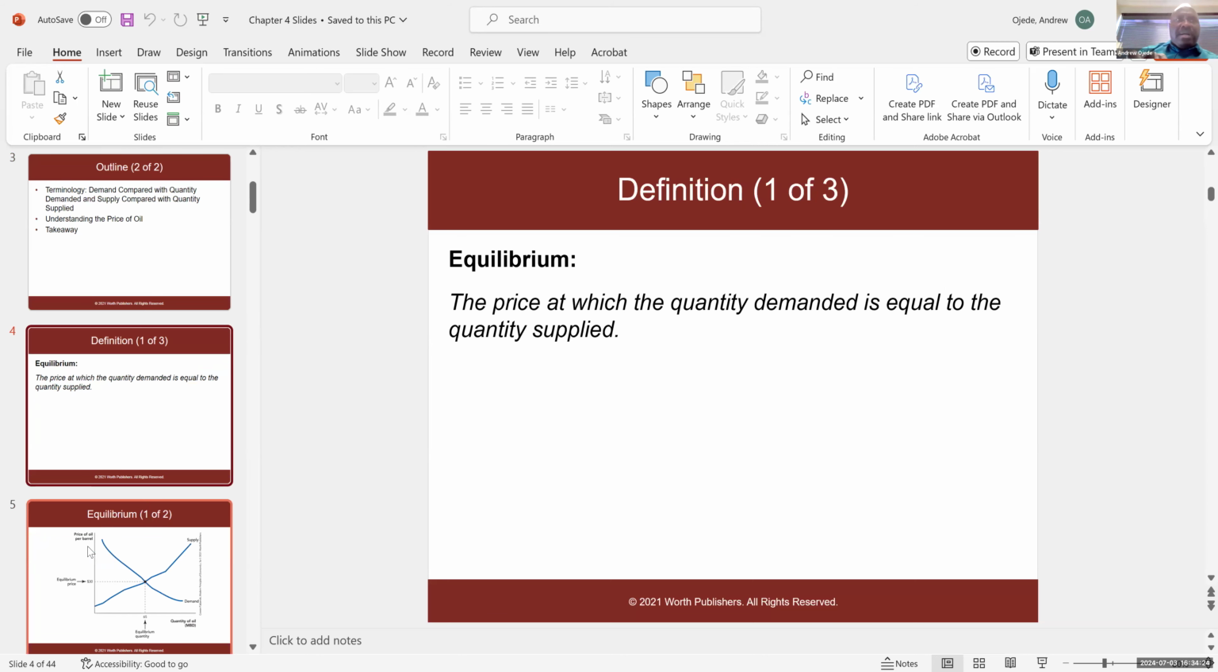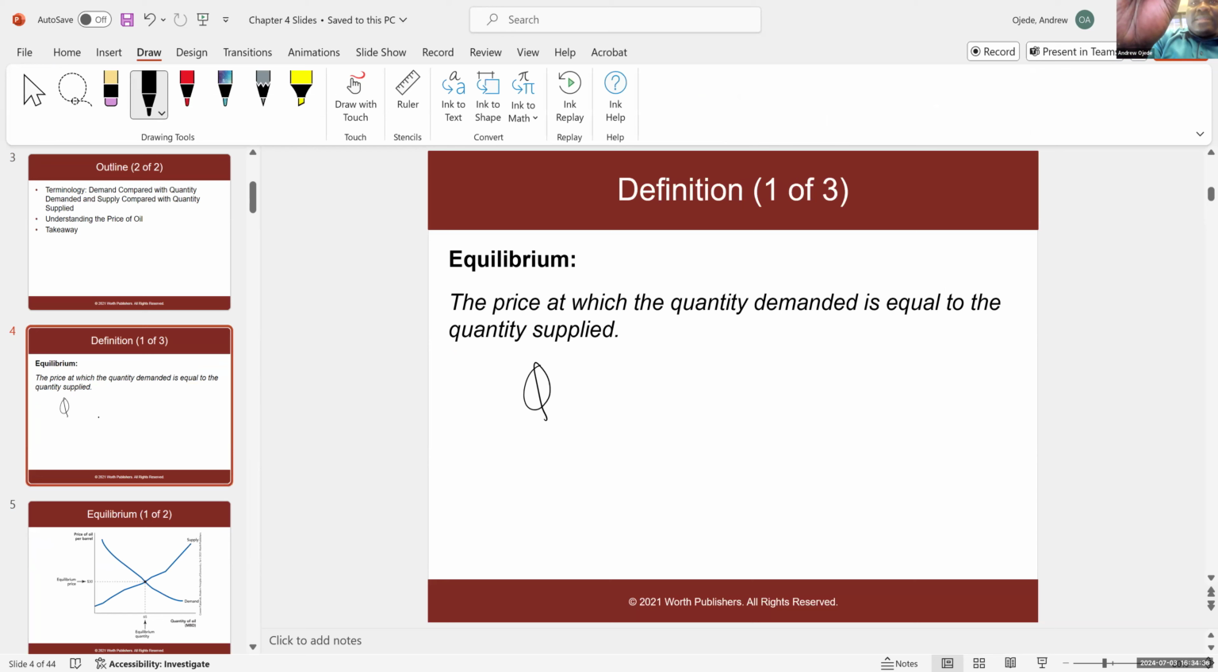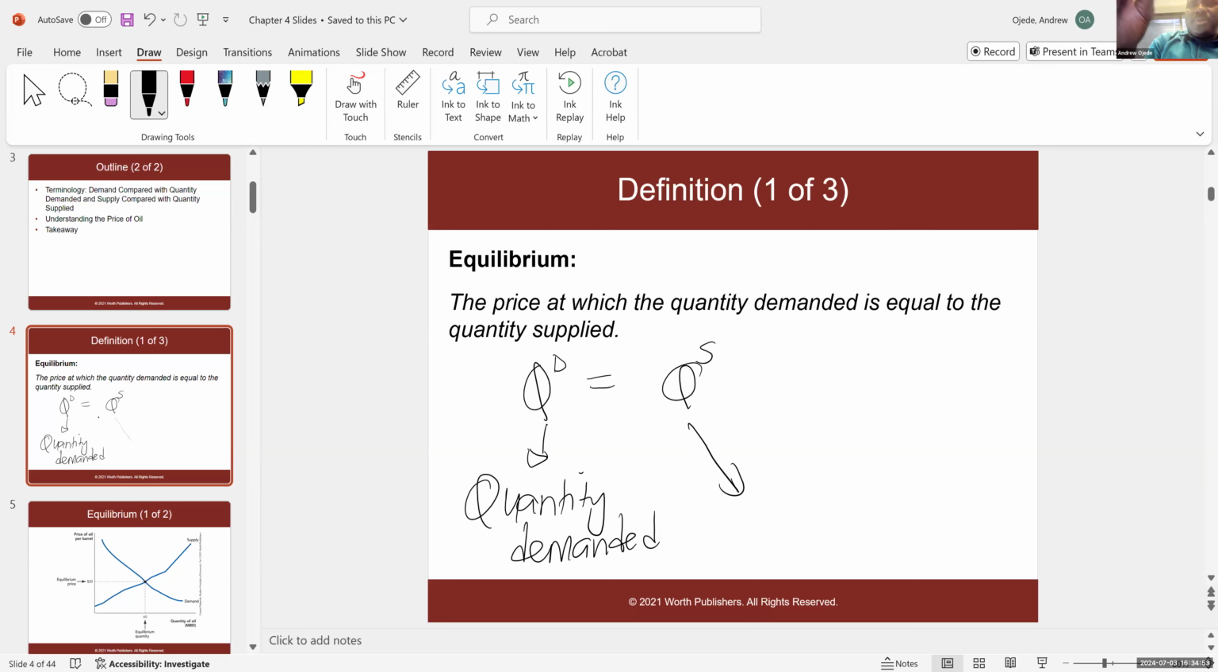So here the market is in equilibrium. Equilibrium is a price at which the quantity demanded is equal to the quantity supplied. So when you say quantity demanded, you can represent that by QD, which equals quantity supplied. So this QD would be your notation for quantity demanded. And then this is going to be your acronym for quantity supplied.